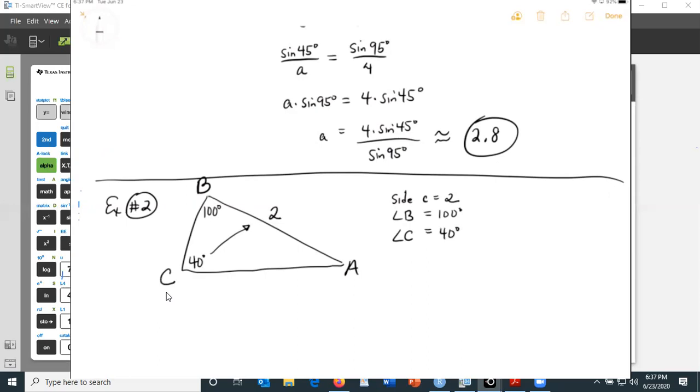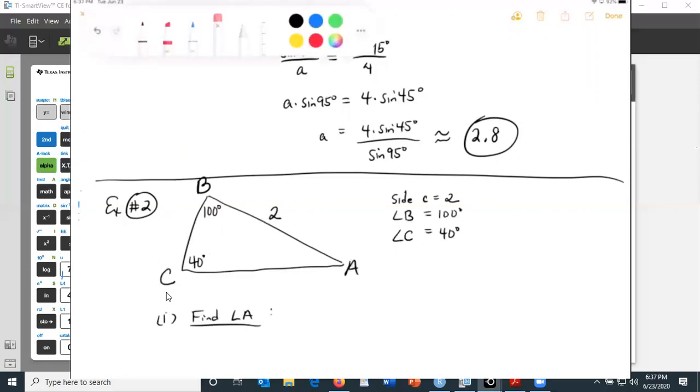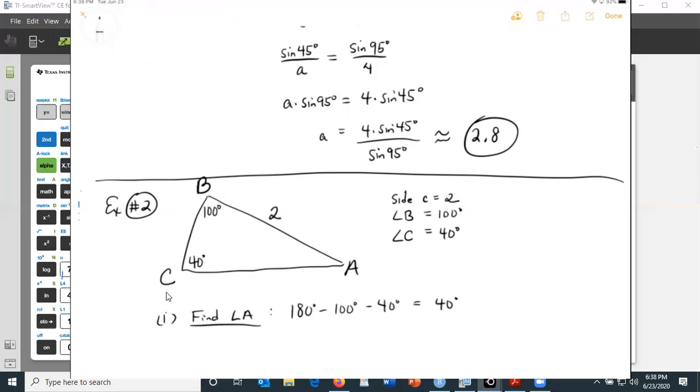Now, of course, let's make our first question here to find angle A. Now, that's really easy to do here because we know the other two angles. So we can use that rule that I gave you where you just take the two angles that you know, subtract them from 180, and the difference is the third angle. So in this case, it will be 40. Right, because we're subtracting 140 total, so the difference would be 40. So therefore, angle A, which we now know, is 40 degrees as well.